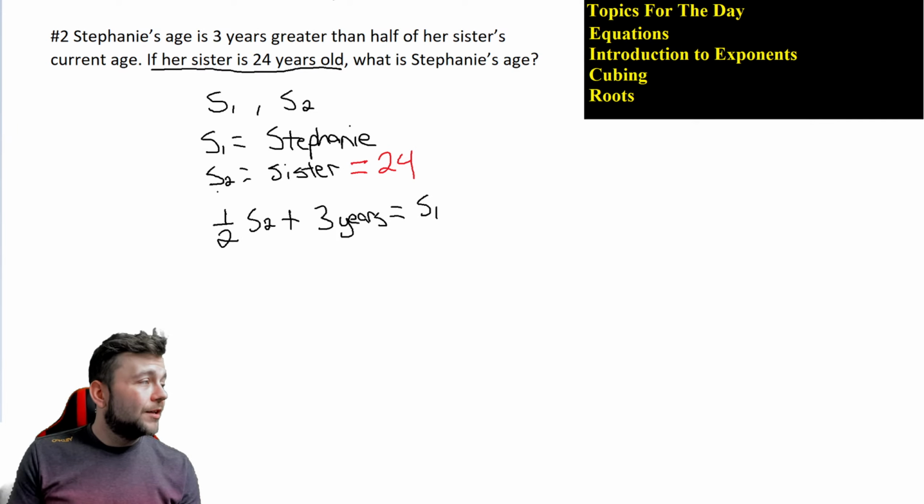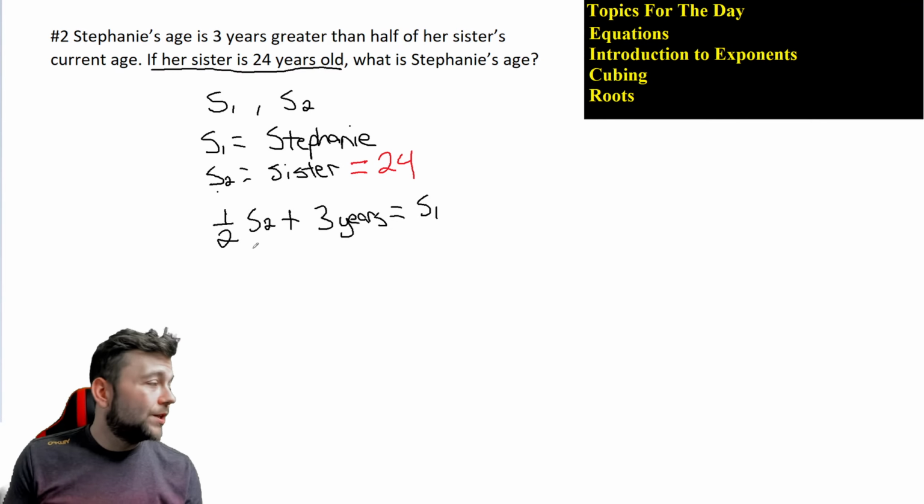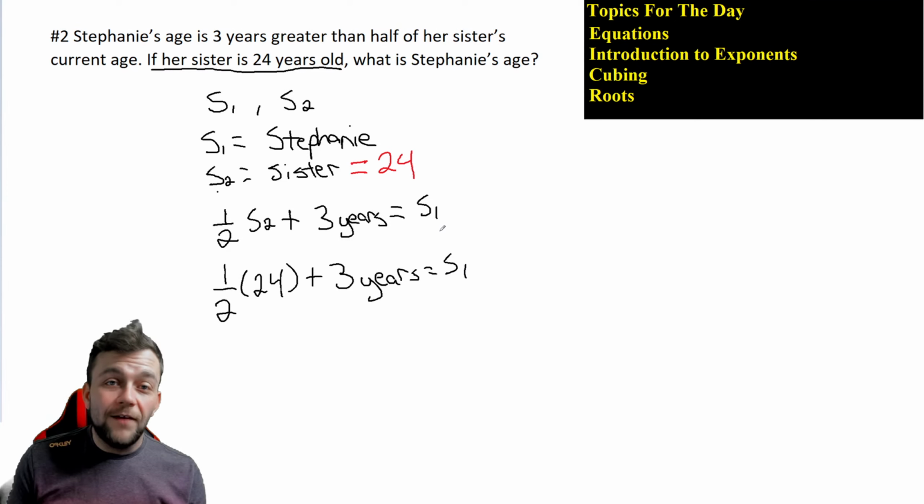Okay? So we'll just replace the S2, because remember, variables are placeholders. So let's go ahead and 1/2 of 24 plus 3 years equals S1. So what is 1/2 of 24?